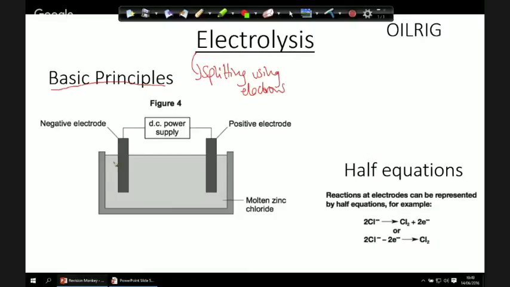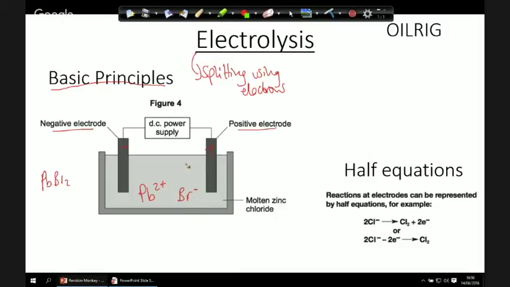And in a very simple setup, you'd have a negative electrode, a positive electrode, so let's put a minus on there and a plus, and we'd have that in a molten, so a liquid substance of the stuff that we want to split up. For example, if we had lead bromide, which is PbBr2, we could split that up using electrolysis, and in there we'd have ions of lead, and we'd have bromide ions as well. Okay, so lead ions and bromide ions.